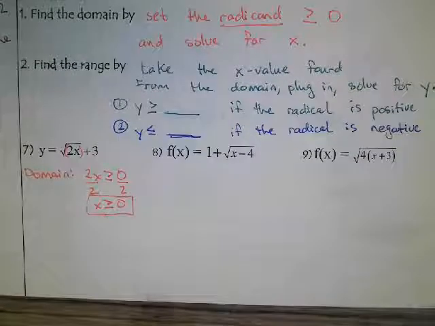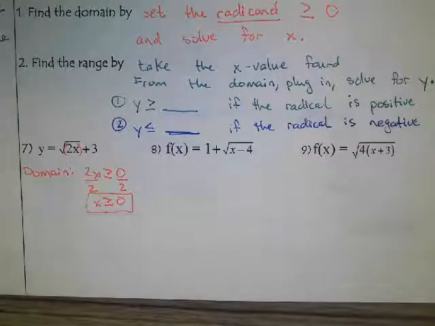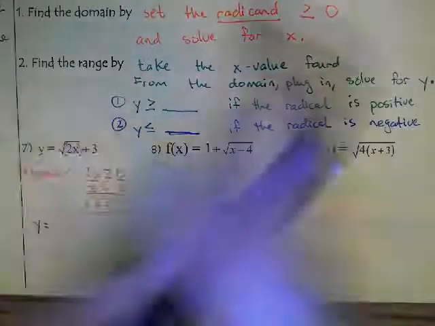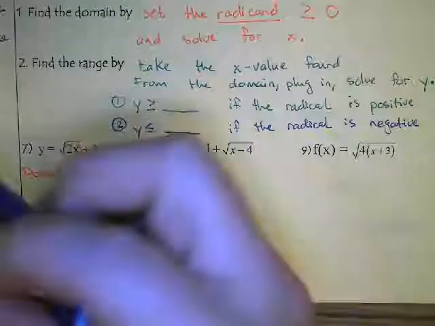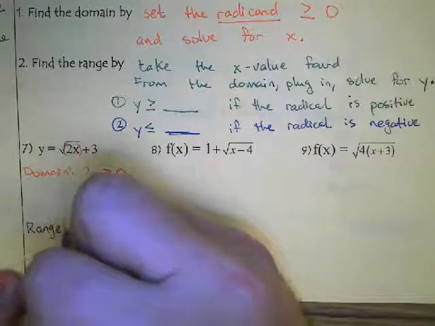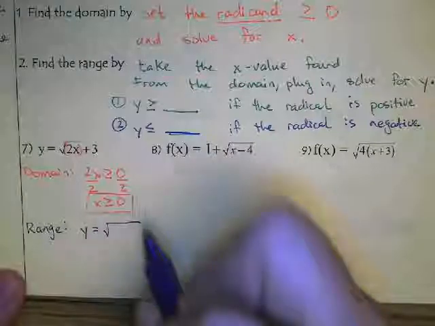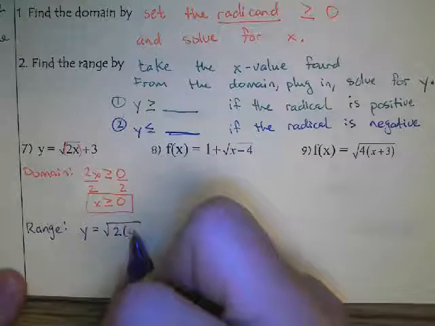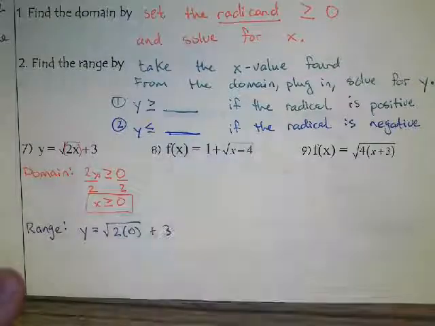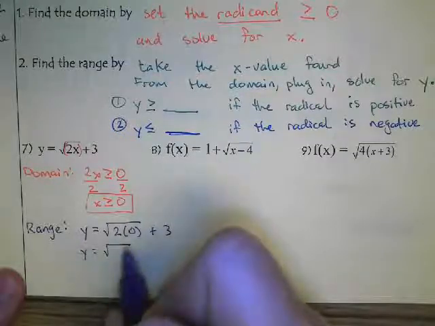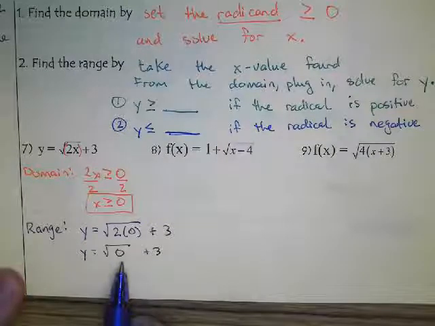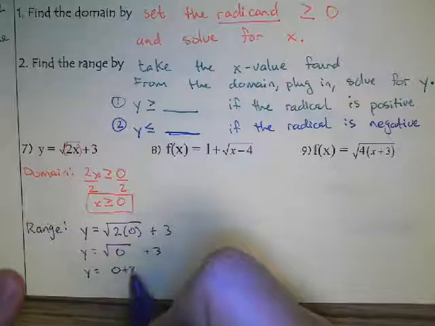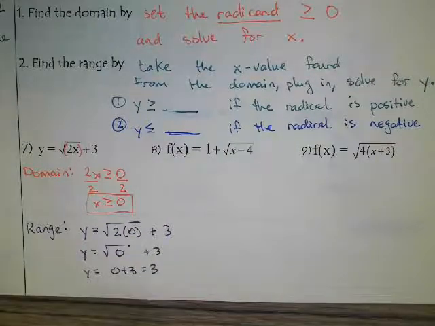Okay, so let's look at the range on number 7. I'm going to take this x value and plug it in and solve for y. So I'll say, let's write range, y is equal to the square root of 2 times plugging in that x value of 0. So I'm plugging in my 0 right here, and then add 3. So y is equal to the square root of 0 plus 3. The square root of 0 is 0. So I have y is equal to 0 plus 3 equals 3. So I found y is equal to 3.